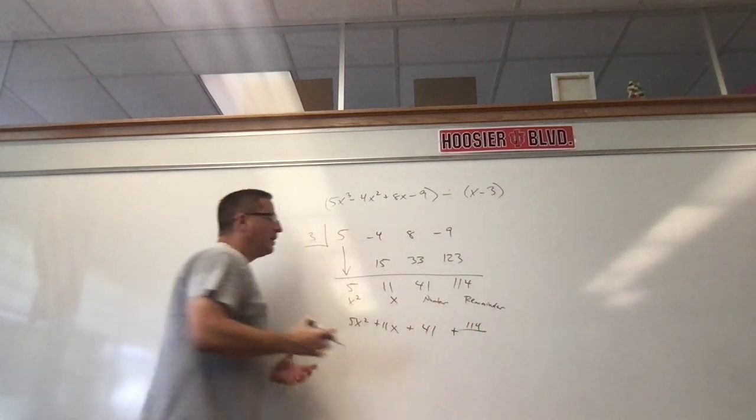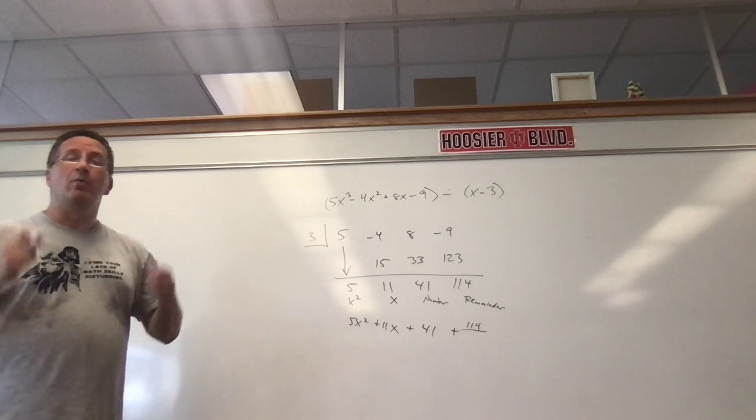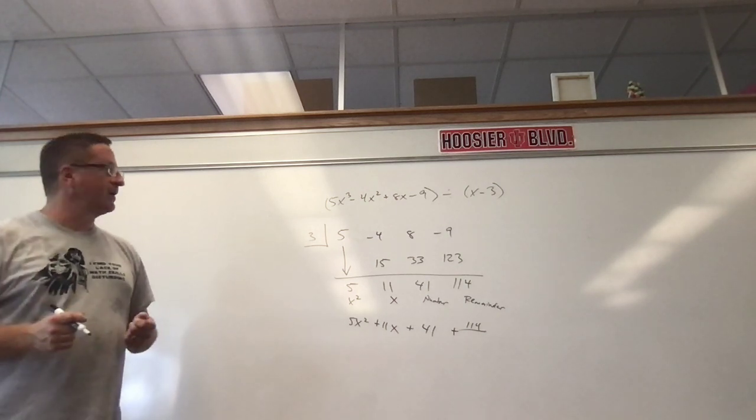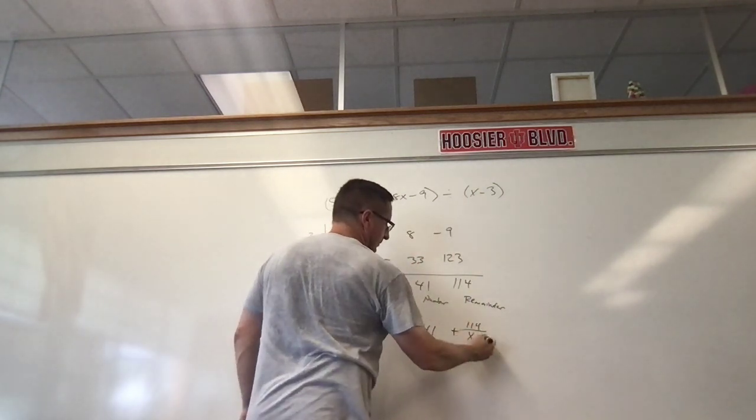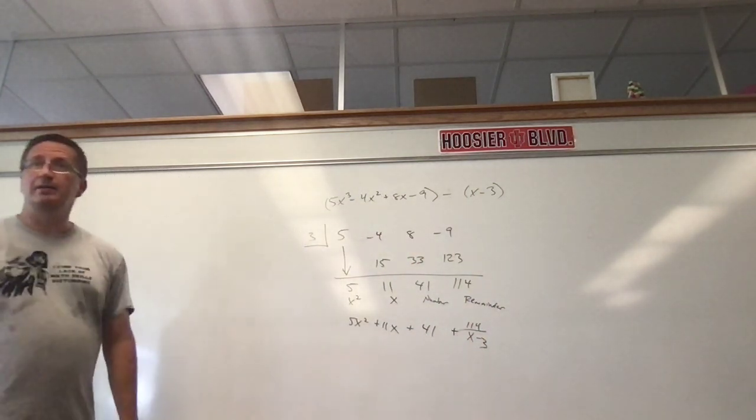Now be careful, over what you were dividing by. What you were dividing by originally. What were you dividing by originally? X minus 3. Okay? And that problem's done.